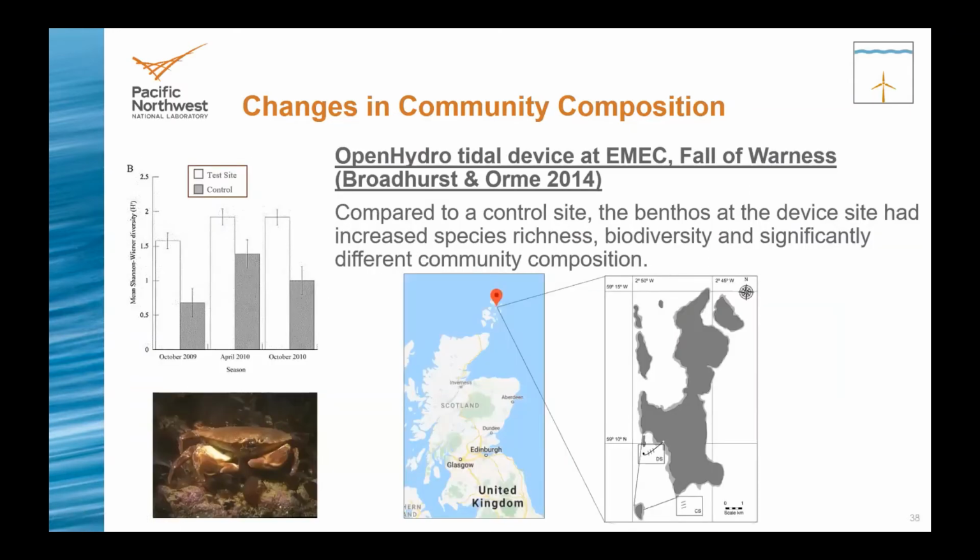This study from the deployment of the OpenHydro tidal device at EMEC looked at benthic changes over time. Commercial fishing and towed video camera techniques were used over 3 sampling periods in 2009 and 2010. Compared to a control site, the benthos at the device site had increased species richness and biodiversity, which is shown in the graph, and significantly different community composition. This was primarily due to higher numbers of predators, including crab and lobster. While these results clearly show effects from habitat change, the impact was not considered negative by the report authors.